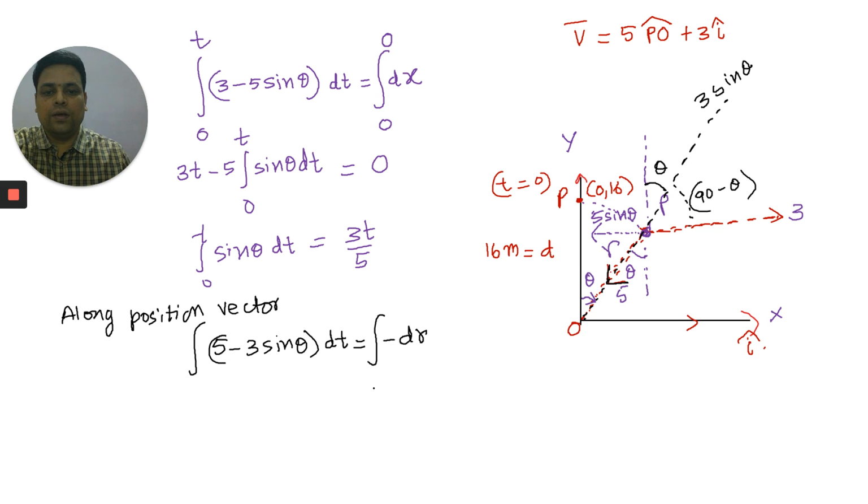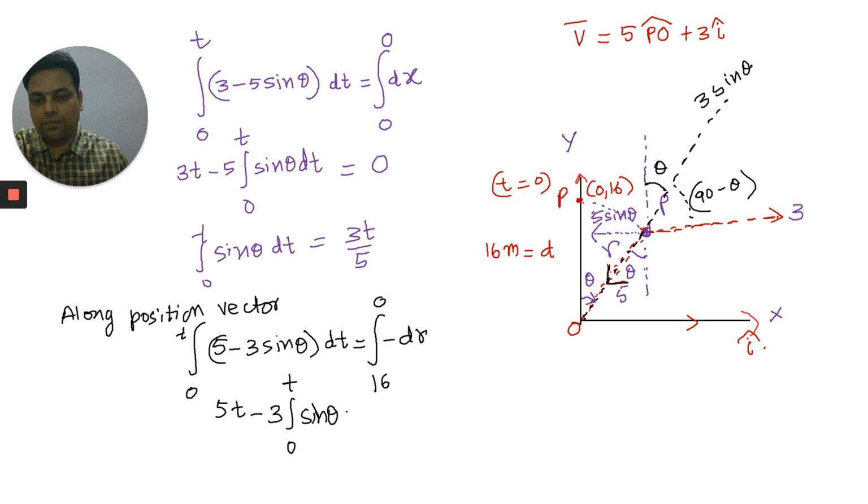So let me put integral on both sides. Initially r value is 16. Finally it should reach origin, so position vector value in magnitude is 0. This all should happen in the interval 0 to t. So this gives me integration 5t minus 3 times integral 0 to t sine theta dt, and on the right side I will have 16.